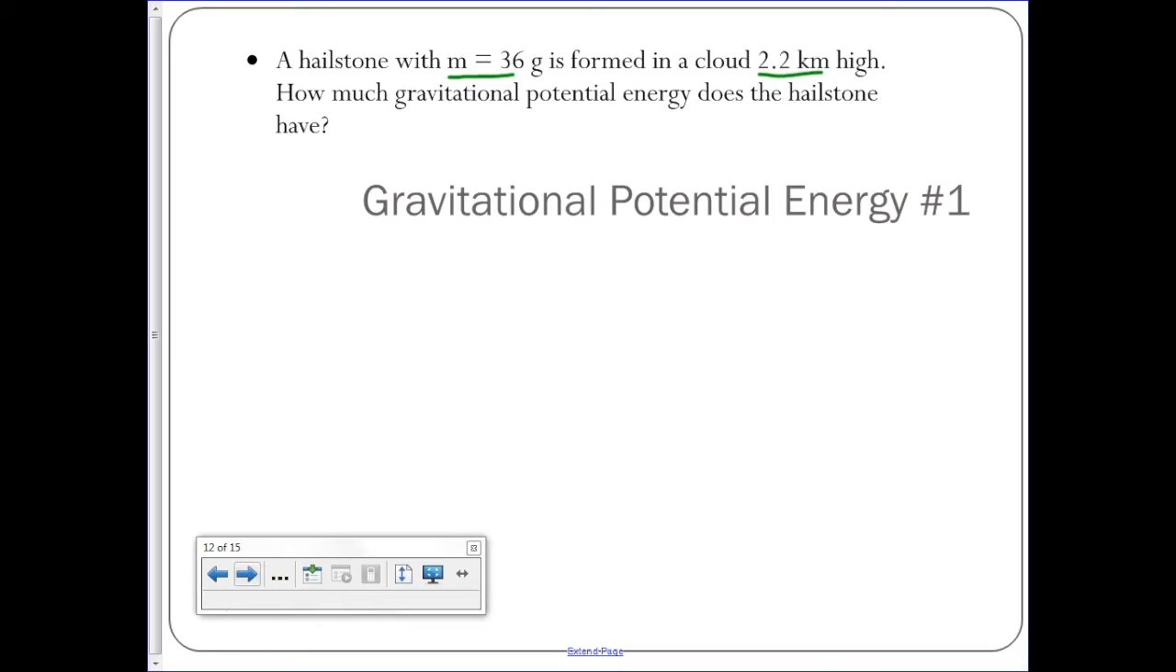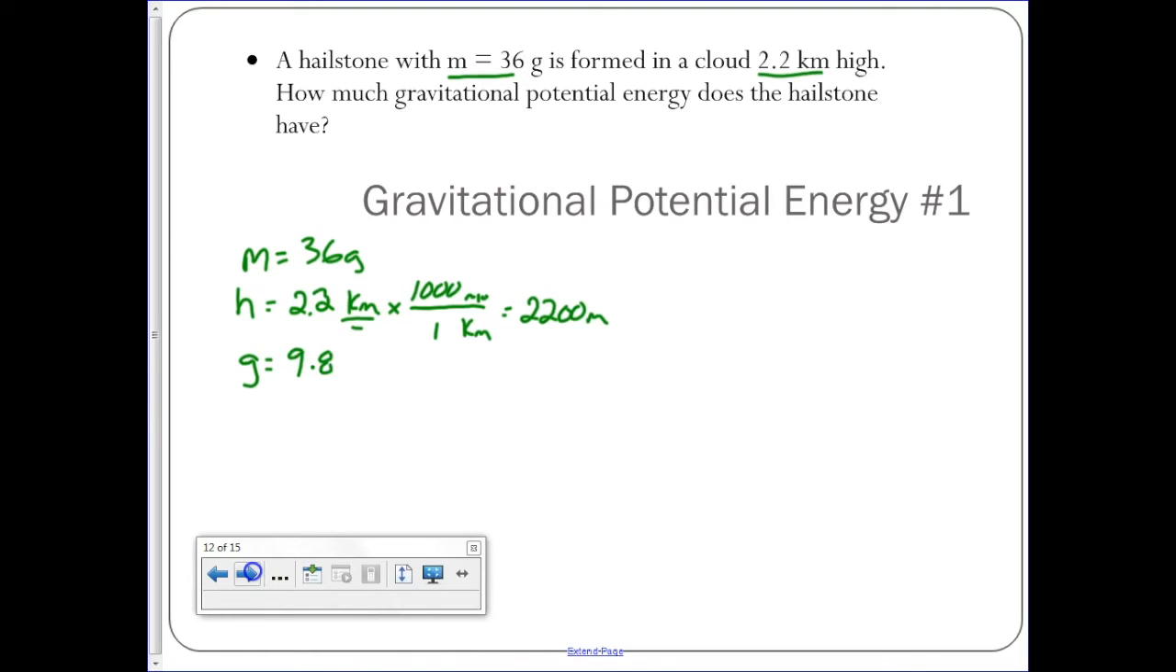Okay, we have a mass, which is 36 grams. We have a height, which is 2.2 kilometers. We don't like kilometers in this case. We have to convert this over. So we're just going to put kilometers on the bottom, meters on top. We know there's 1,000 meters per 1 kilometer. Gives us 2,200 meters. Now we know the gravitational constant, 9.81 meters per second squared.